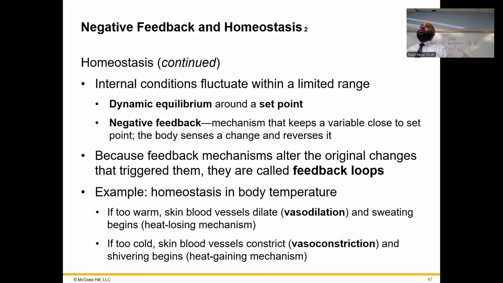sepsis. So what happens in sepsis? What happens in sepsis is you have an infection in the blood. The infection in the blood triggers a state of inflammation. Inflammation means the blood vessels are going to widen.